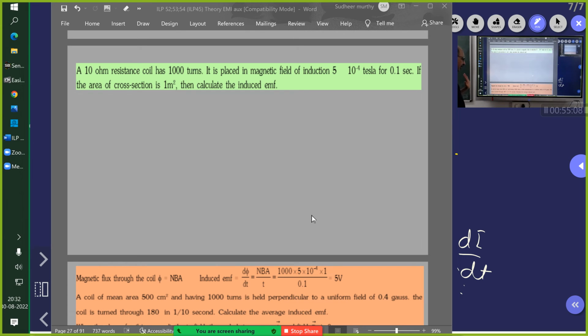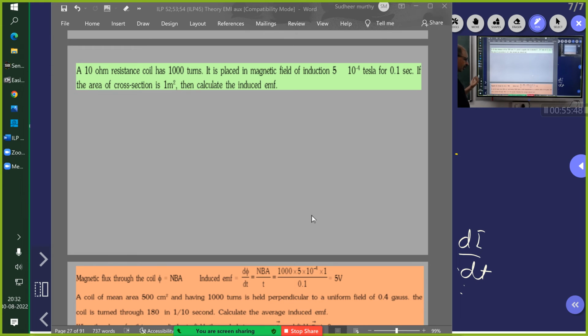See, they are asking you to calculate the average induced EMF. So average means you should simply divide it by time. They have given the time. That's it. So area they have given, turns they have given. Area is in centimeter square, so 10 to the power of minus 4. So that gives you 5 into 10 to the power of minus 2. Into 1000. So that gives you 50.